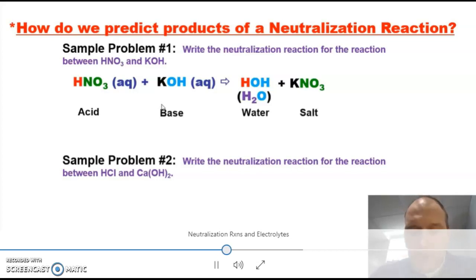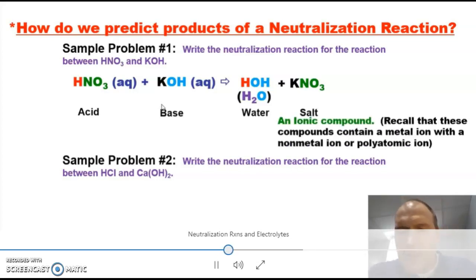So just a reminder, salt is any ionic compound. Those are the ones that are between metals and non-metals, or of course a polyatomic ion. Now, second problem. So you can read it, take a moment, read it over. You got HCl, which of course would be an acid, and calcium hydroxide would be the base, or Arrhenius base. You can go by that definition you learned from the first learning activity.